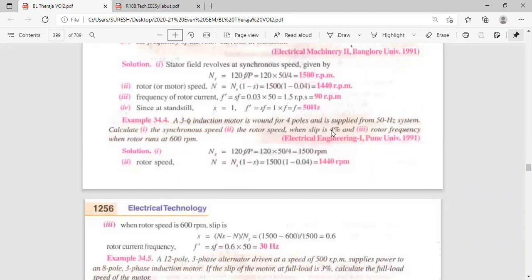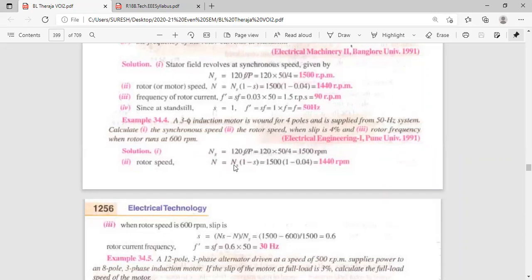Then rotor speed when slip is 4%. 4% means what is the value of slip? What is the value of S? 4 by 100. What is 4 by 100? 0.04. 4 by 100 means S is 0.04. S is not 4, S is 0.04.